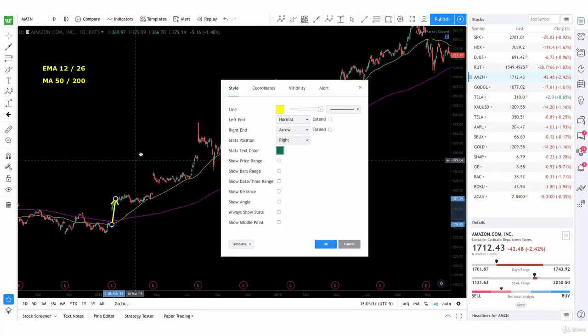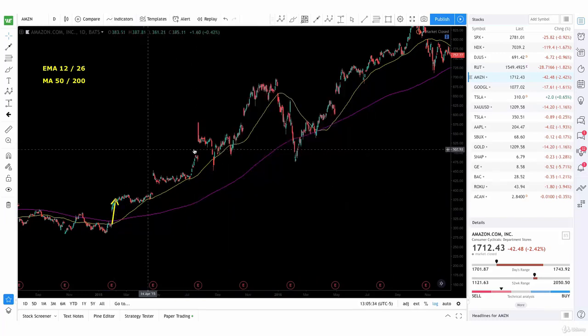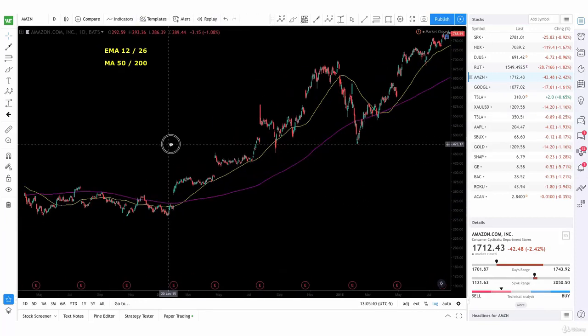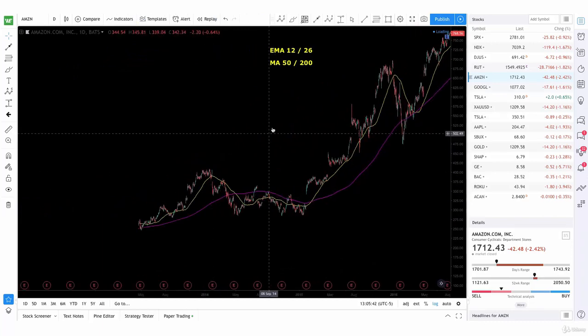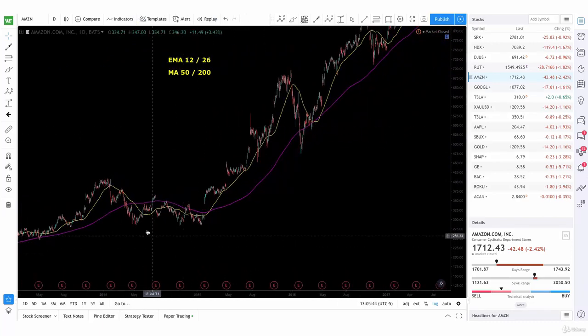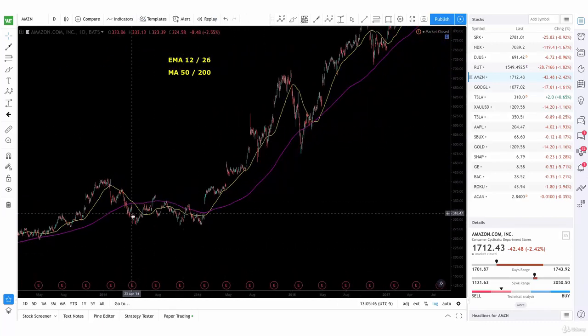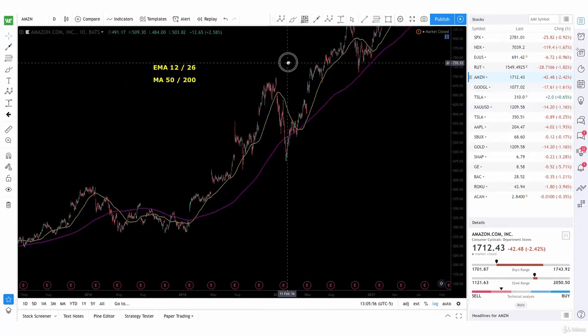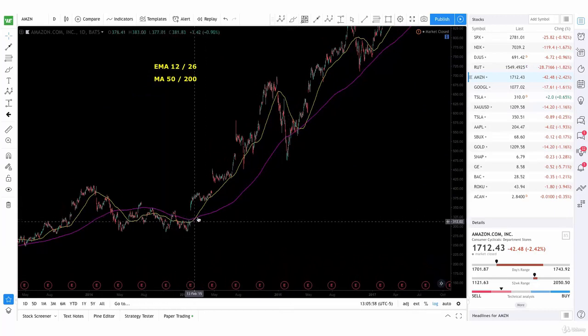Now, the 200 daily moving average is very important in technical analysis. It is usually the line that separates a bull market from a bear market. Okay. So when prices are under the 200 moving average, it's going to be pretty bearish. And if they're over the 200 moving average, which is the purple one, it's usually a very bullish sign.